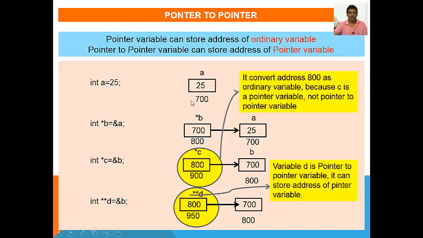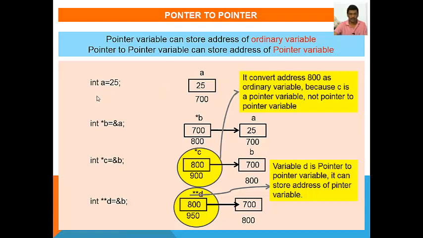Then pointer to pointer. A pointer variable can store the address of an ordinary variable. Pointer to pointer variable can store the address of a pointer variable. If we want to store the address of a variable, we create a pointer variable. If we want to store the address of a pointer variable, we declare a pointer to pointer variable.